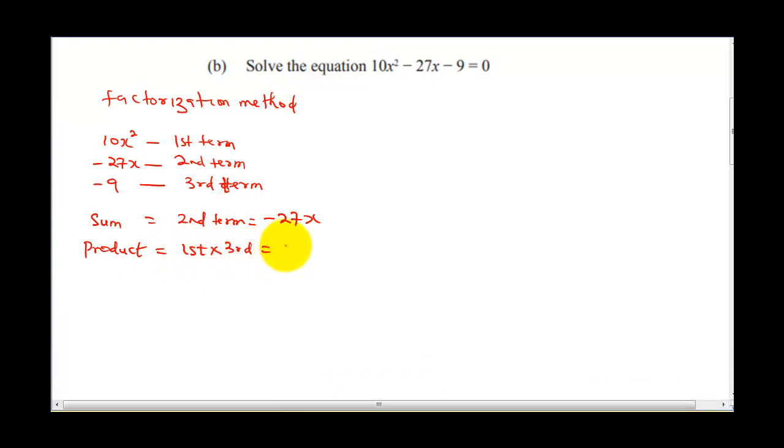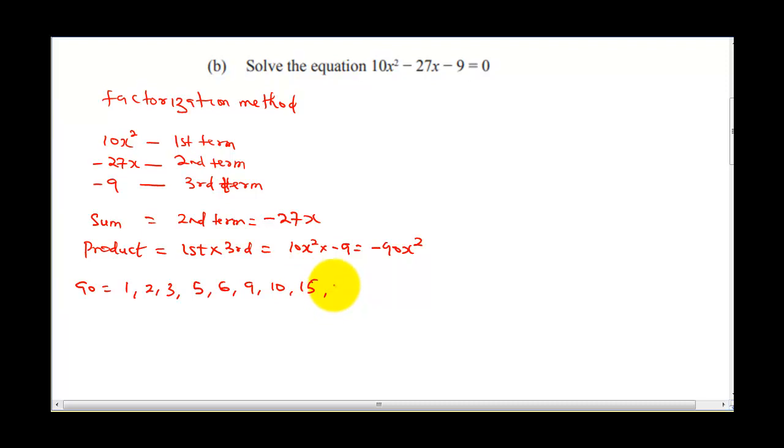This gives us 10x squared multiplied by minus 9, which is minus 90x squared. So we're looking for the factors of 90 that when we add them give us the sum, and when we multiply them give us 90. The factors of 90 are 1, 2, 3, 4, 5, 6, 9, 10, 12, 15, and 20 is not a factor.